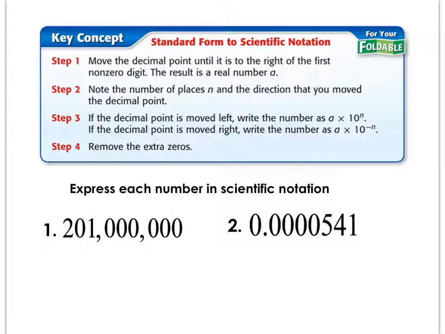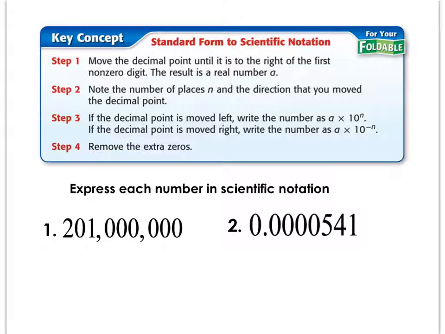So just to recap, going from standard form to scientific notation, the first step will be to move the decimal point until it is to the right of the first non-zero digit. The result is a real number, a. Step 2, move the number of places n and note the direction that you move the decimal point. Step 3, if the decimal point is moved left, we write the number as a times 10 to the nth power, and if the decimal point is moved to the right, we write the number as a times 10 to the negative n, so a negative exponent. And lastly, we will remove the extra zeros.